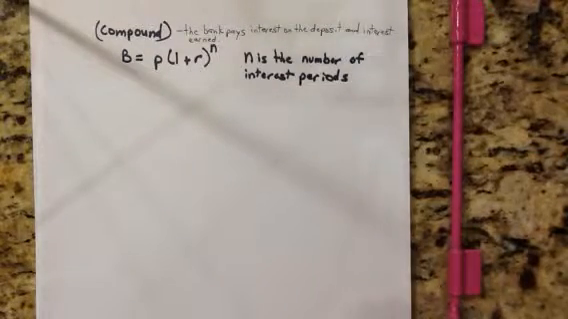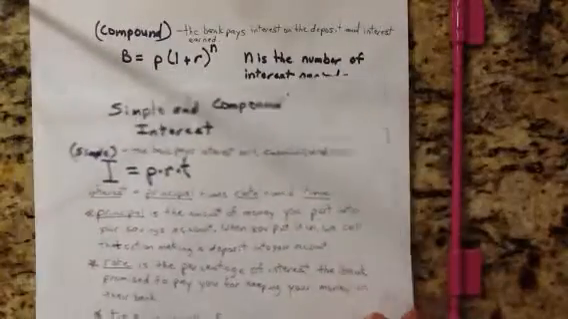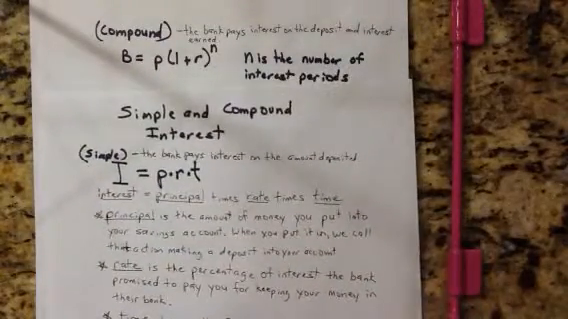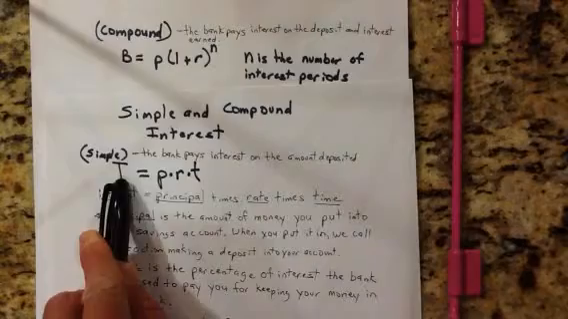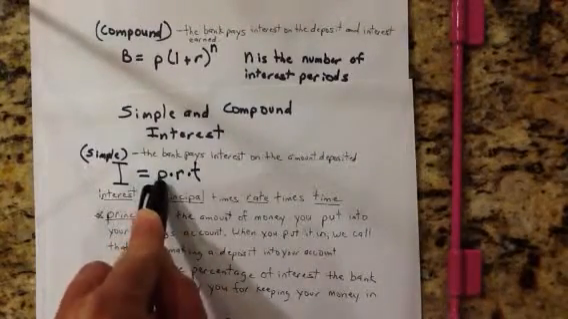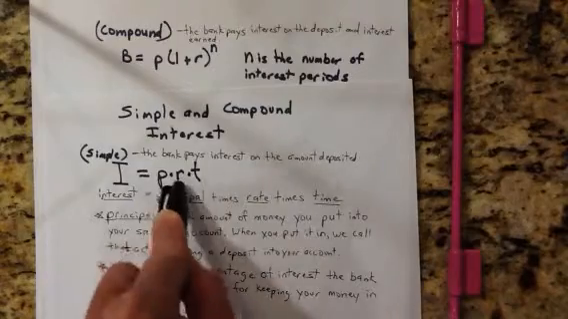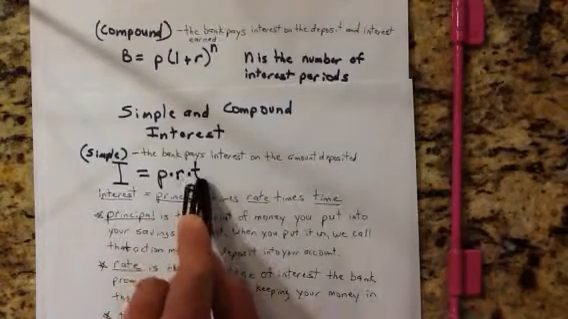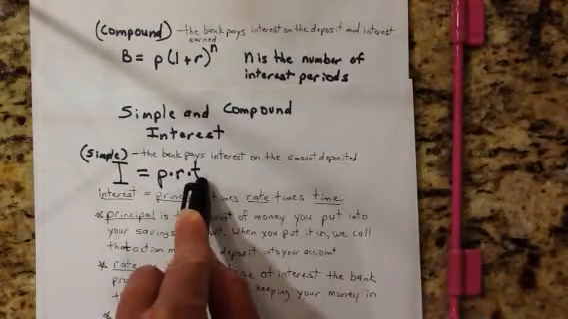And so let's compare the two formulas. Simple interest, the formula: your interest is your principal, the $400, times your rate, which was 4%, times your time, which was 3 years.